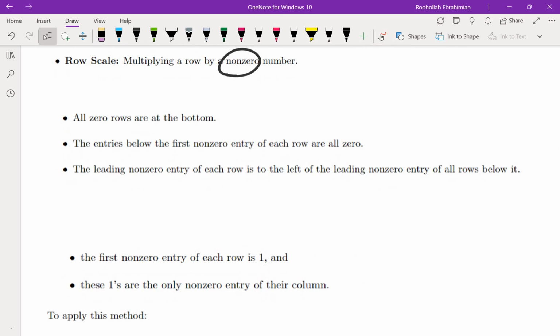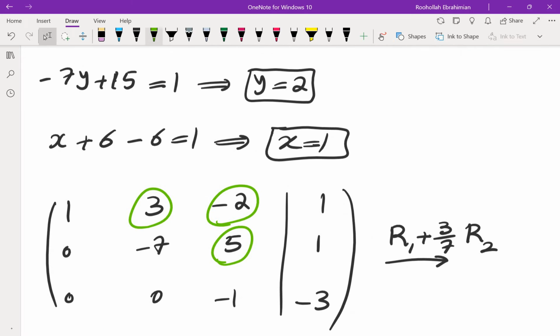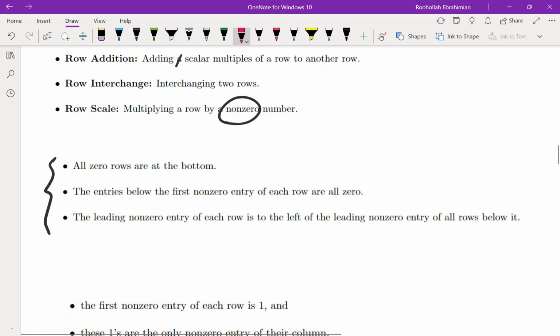Okay, so what is the objective? The objective is to get to a matrix that satisfies these 3 properties, which are all zeros are at the very bottom. In this case, I didn't have any row that was all 0, but if I did, I would be at the very bottom. The entries below the first non-zero entry of each row are all 0. So if you look at this matrix that I got here, this is the first non-zero entry and everything below that is 0. This is the first non-zero entry of the second row and everything below that, which is this, is also 0.